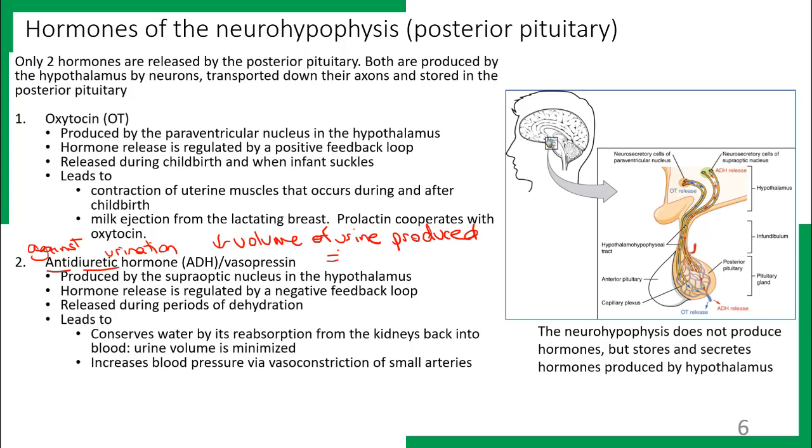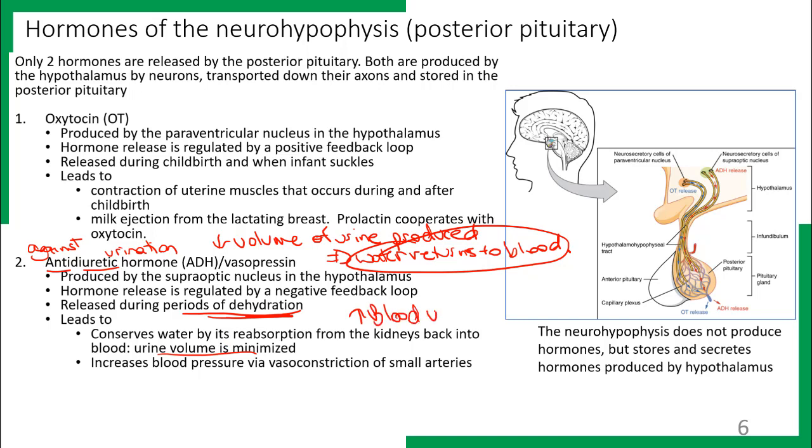So instead of water leaving the body, water in the kidney returns to the blood, to the body. And so you can see here, it is released during periods of dehydration in order to increase the amount of water that returns to the body, right? So when water returns to the blood, urine volume is minimized. And because water is returned to the blood, blood volume increases. And when blood volume increases, blood pressure also follows. As I said, the other name for antidiuretic hormone is vasopressin.